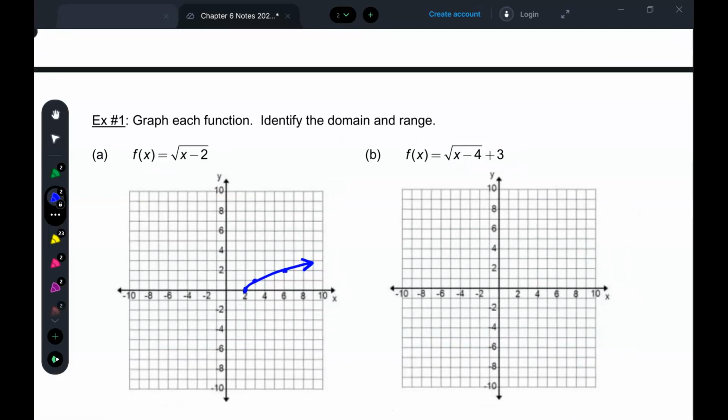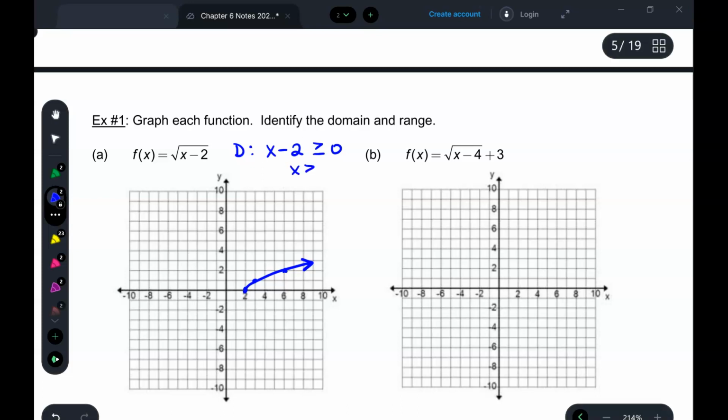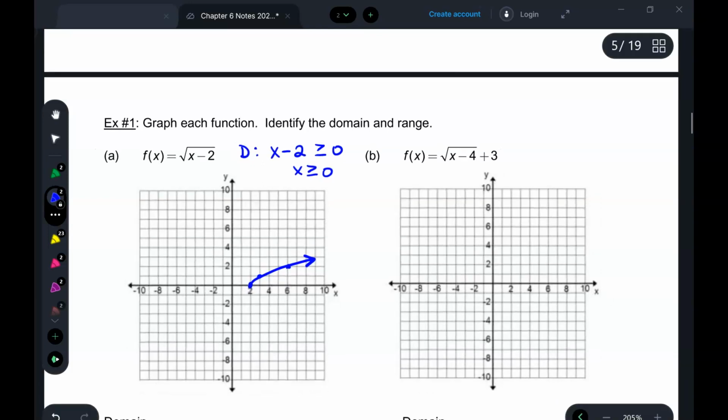We don't want to plug in 0, though, because let's think of our domain. What's our domain? We want to set the radicand, the part under the radical, greater than or equal to 0, because we can't have negative values. So what happens when I solve here? I get x is greater than or equal to 2 for the domain.